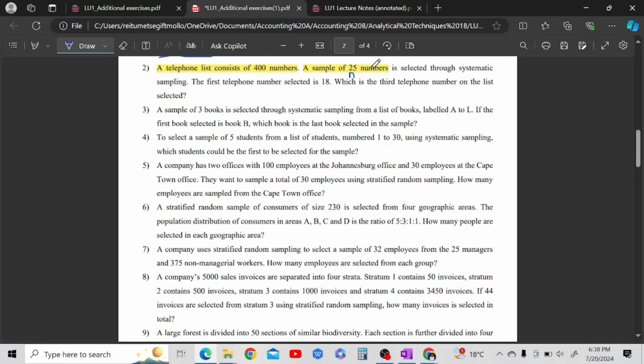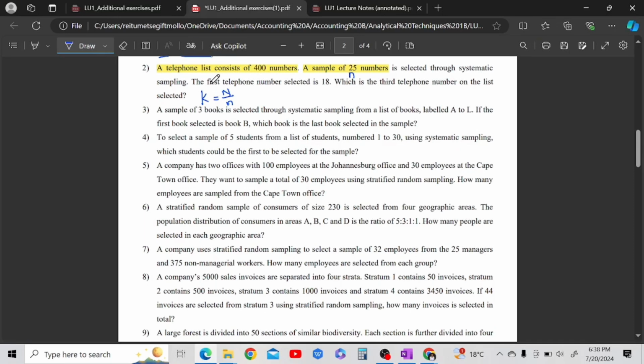So immediately you see systematic sampling, the first thing that must come to your mind is this: k is equal to capital letter N divided by small letter n. Then they say here, the first telephone number selected is number 18. So you see, our starting point is going to be number 18. So the starting point is item number 18. Then they say, which is the third telephone number on the list selected?